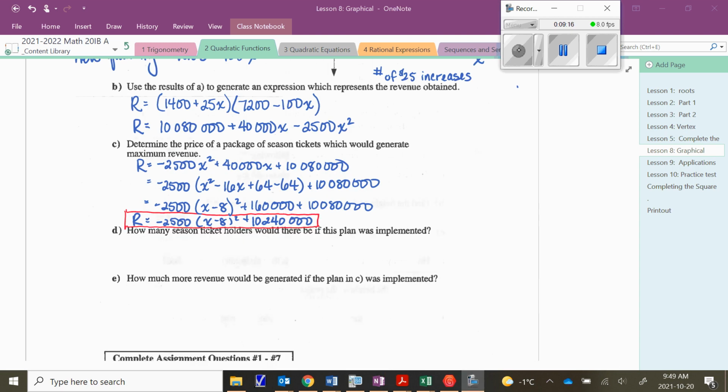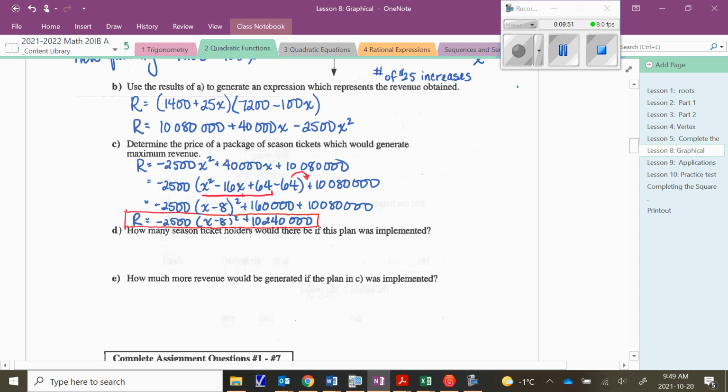So in completing the square, we factored out our A value, which was negative 2,500. So that left us with x squared minus 16x. And then to complete our square, we took negative 16, took half of that, which was negative 8, squared it, which gave us 64. If we add it, then we must also subtract it. And then we factor our perfect square trinomial to x minus 8 all squared.